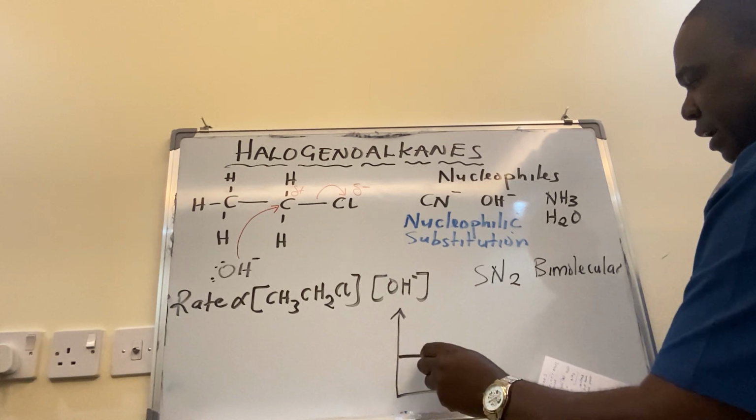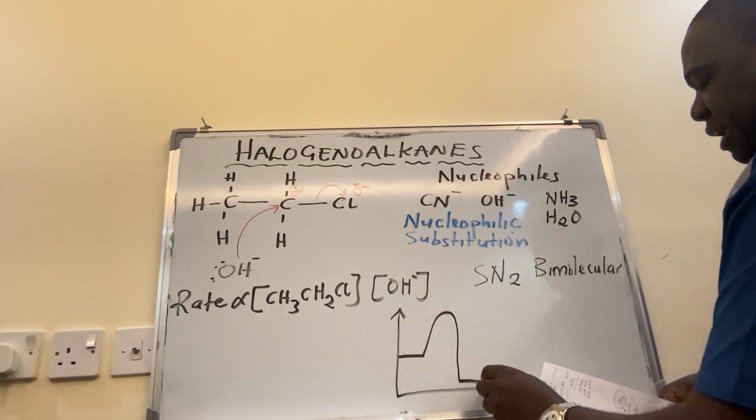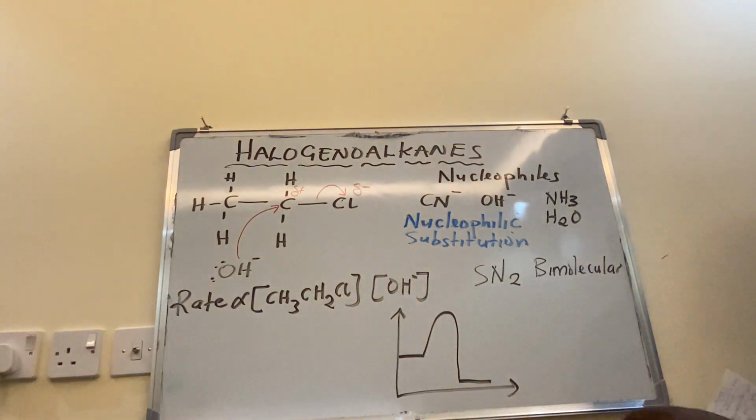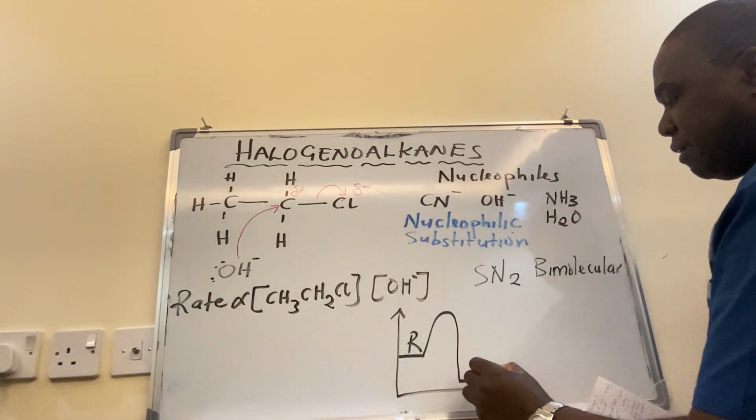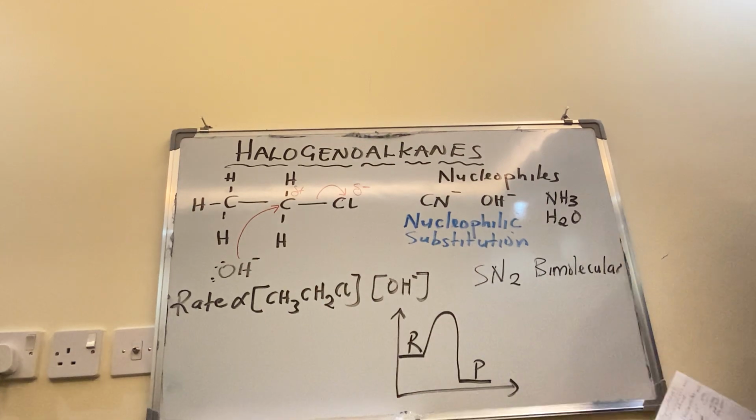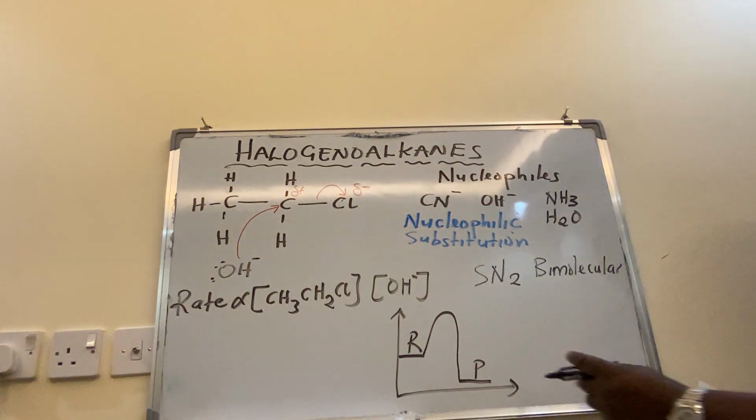If you were to draw a reaction energy profile diagram for this reaction, you could have it like this. You have your reactants, which are the halogenoalkane, and your products, which will be ethanol, down here.